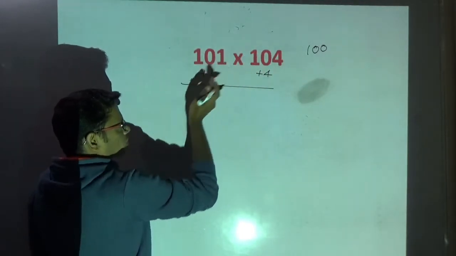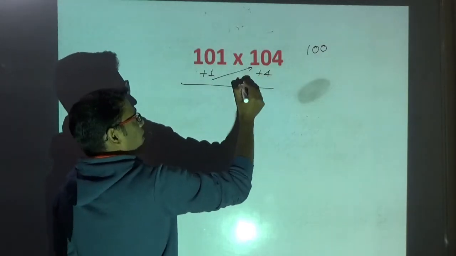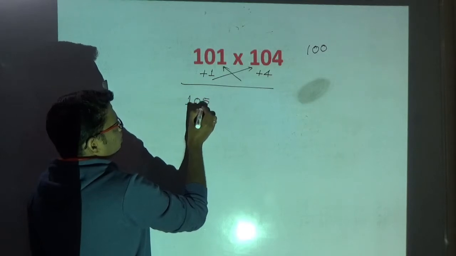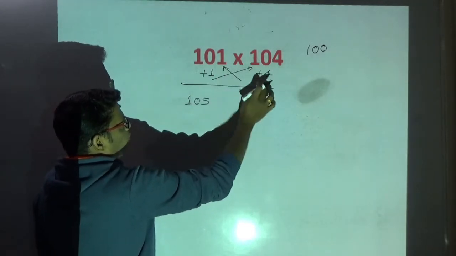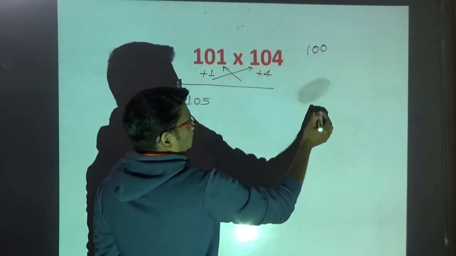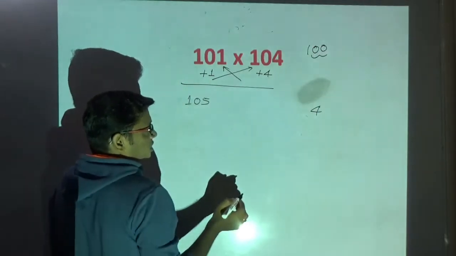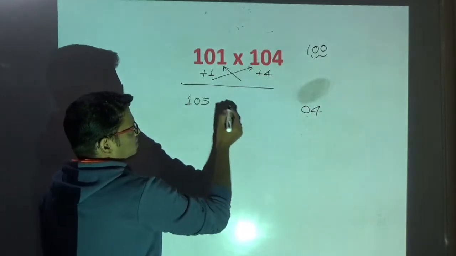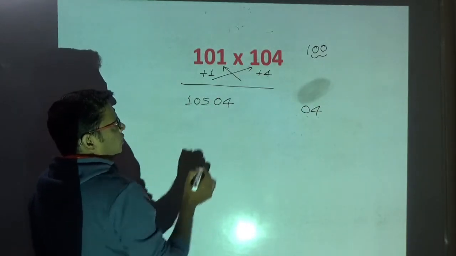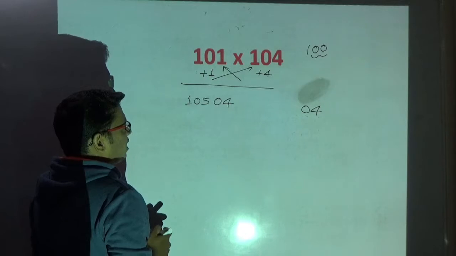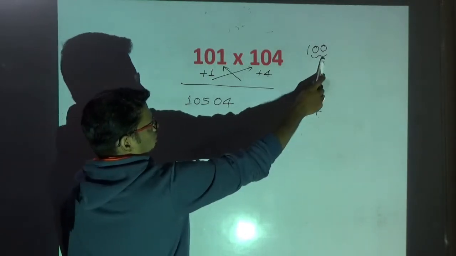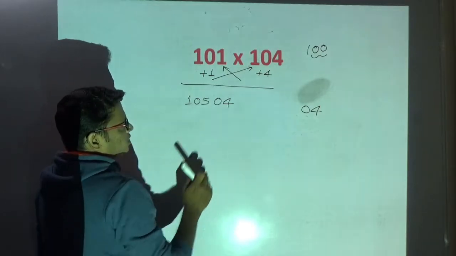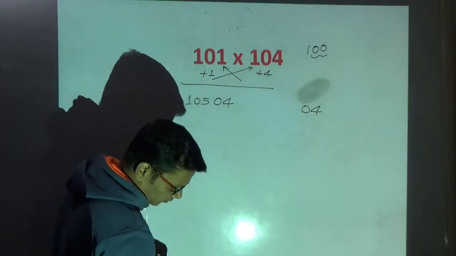So now I need to do cross addition. Either this or this you can do. This will become 105. Now 4 into 1 is 4. But check how many zeros 100 has. 2 zeros. So I need to write this in 2 digits only. 4 is written as 04. So the answer for this example is 10504.